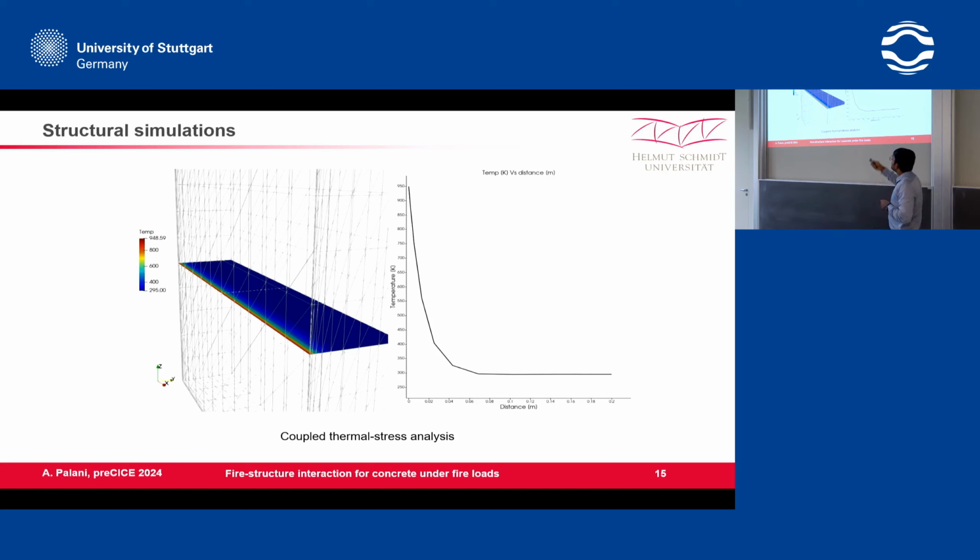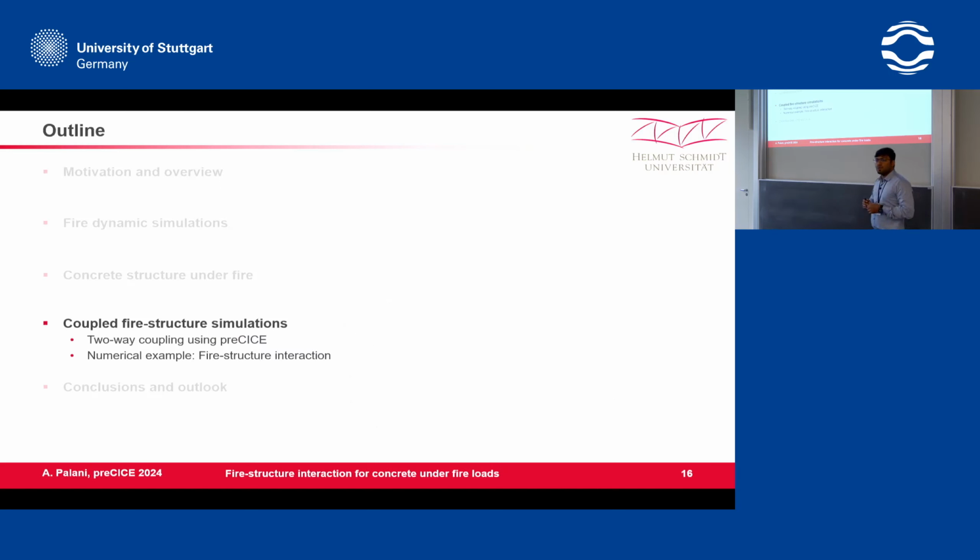So we can capture the transfer of temperature, or the distribution of temperature, clearly, and within a certain time, I think it is 30 minutes, we can see that in 2 centimeters we have a high temperature gradient of about 500 degrees Celsius. And finally we move to the coupled fire structure simulation.